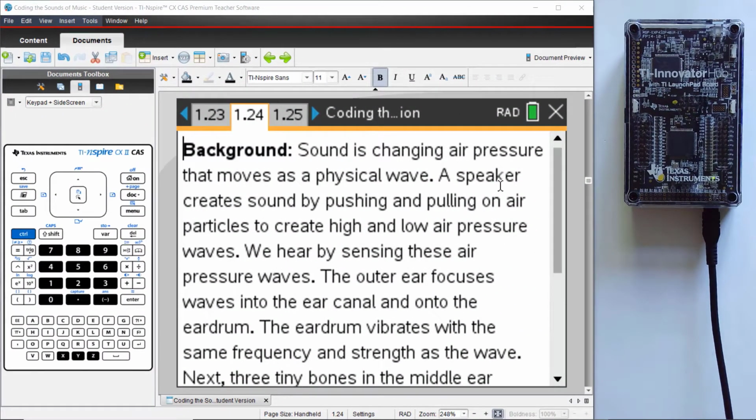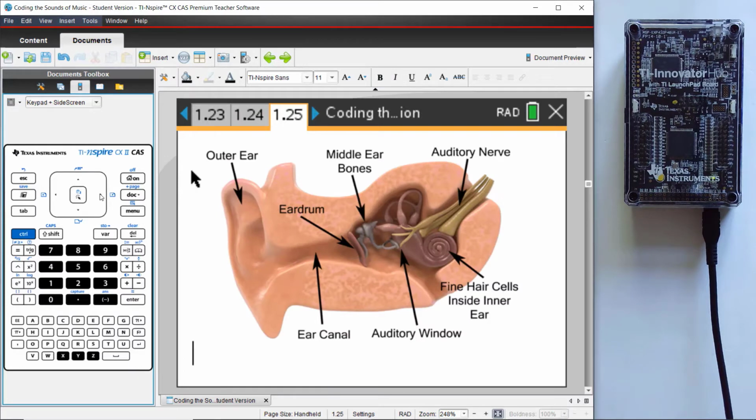Page 1.24. Here you will find background on the topic that I'll be discussing on the next page. Feel free to return to this page to review the concepts that are described on the next page. Let's navigate using Control, click pad to the right. Here we find a diagram of the human ear. This is a cutaway that you may or may not have seen before that shows the interior of the ear.